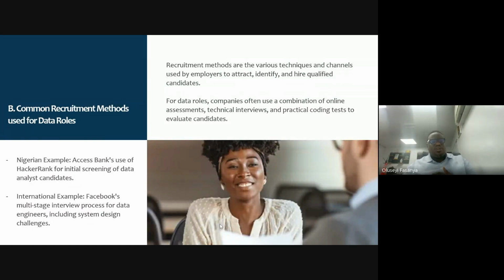So, common recruitment methods used for data roles. Let's talk about some of them. Recruitment methods are the various techniques and channels used by employers to attract, identify, and hire qualified candidates. For data roles, companies often use a combination of online assessments, technical interviews, and practical coding tests, like the one I talked about earlier, to evaluate candidates. It's very important to understand that a combination of these is what makes you valuable to each recruiter who is interested in bringing you on board.